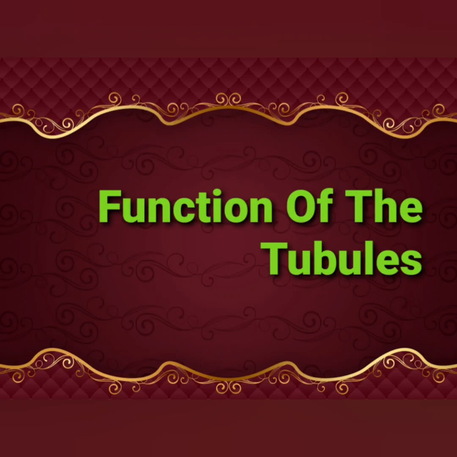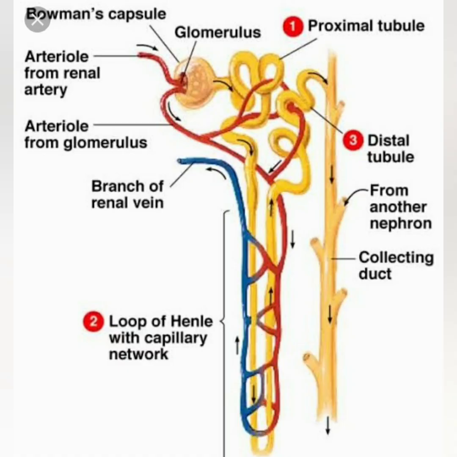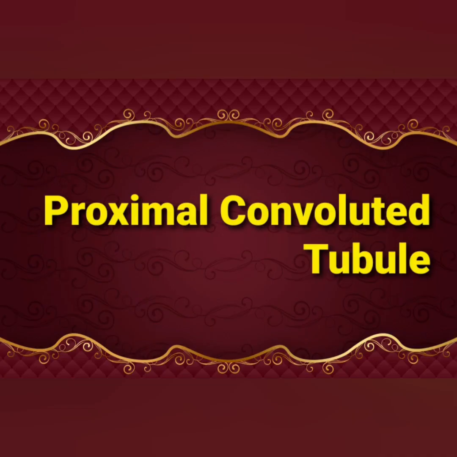Function of the tubules. Here you can see the structure of the nephron with the different parts of the tubule, namely proximal convoluted tubule, Henle's loop, distal convoluted tubule and collecting duct. Let us learn one by one. First is the proximal convoluted tubule.